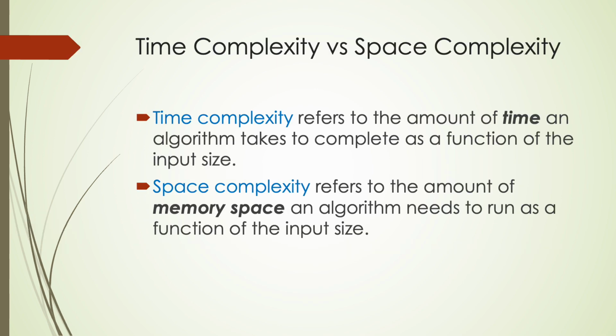First, let's compare time complexity and space complexity, which cover different aspects of an algorithm regarding performance. Time complexity refers to the amount of time an algorithm takes to complete as a function of the input size. Space complexity refers to the amount of memory space an algorithm needs to run as a function of the input size. In this video, we will only cover time complexity as it's more commonly encountered in practice.